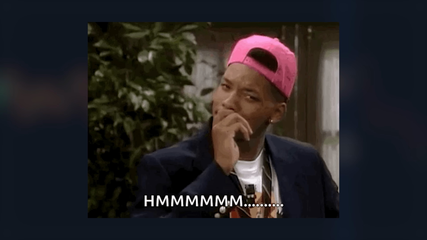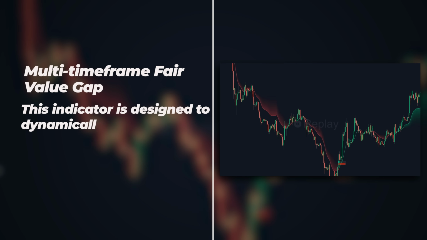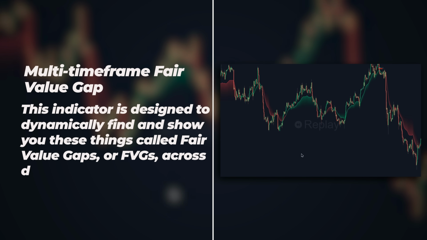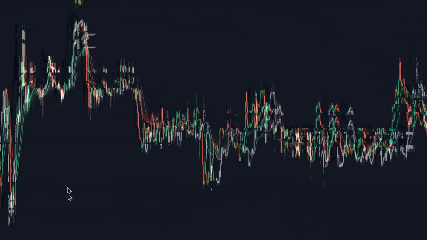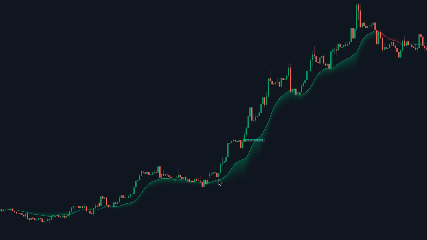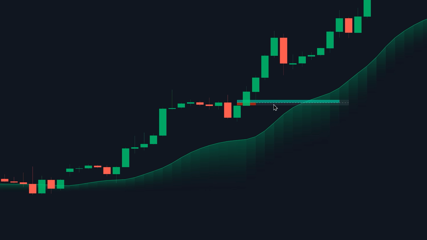So, what's it all about? In a nutshell, this indicator is designed to dynamically find and show you these things called fair value gaps, or FVGs, across different timeframes. These FVGs are basically imbalances in the market, little gaps that can sometimes act like magnets for price, or show where big institutions made a move.